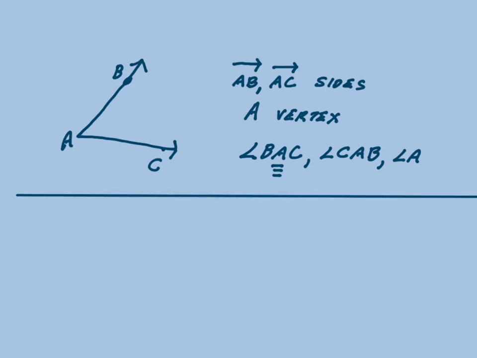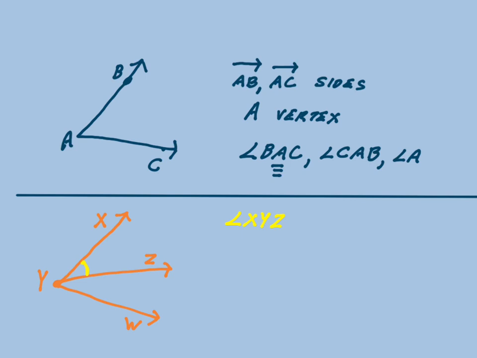Now, sometimes there's an angle inside of an angle, and that can happen if we have multiple rays at the same vertex. So let's go ahead and make a second diagram with three rays at a vertex, and we'll name these points X, Y, Z, and W. So let's go ahead and name the angles. We'll start with this tiny one right here. So this angle would be angle XYZ. We could also name it ZYX.